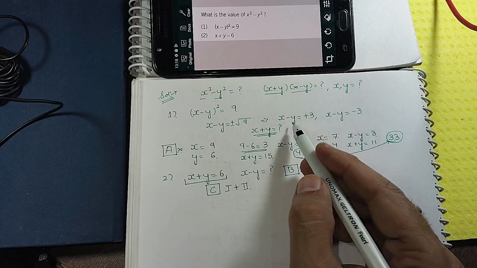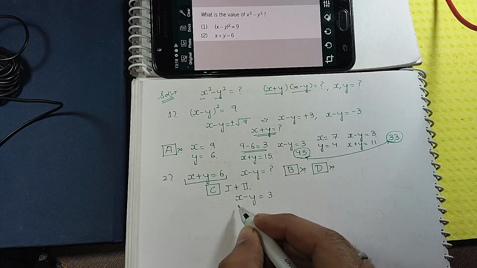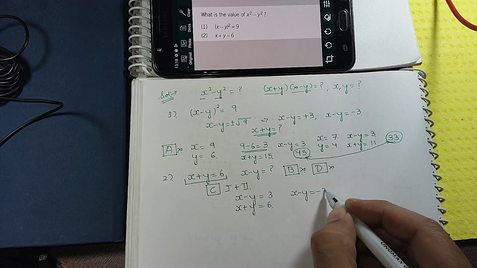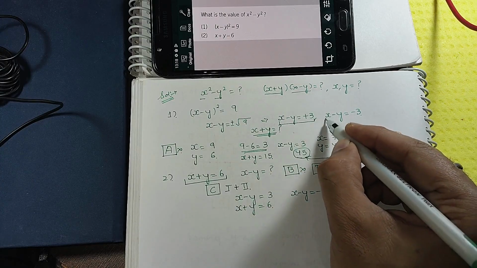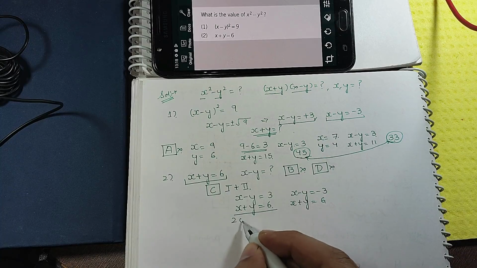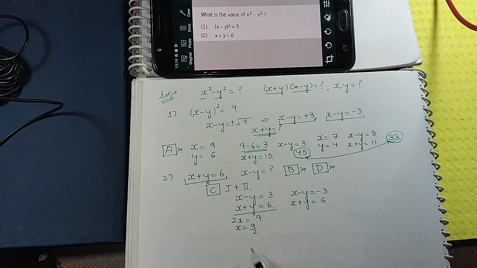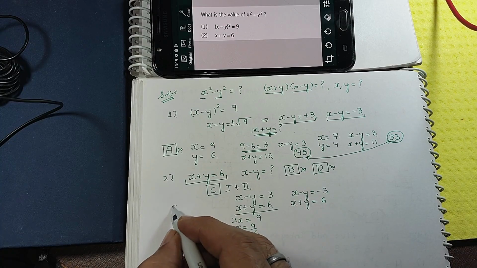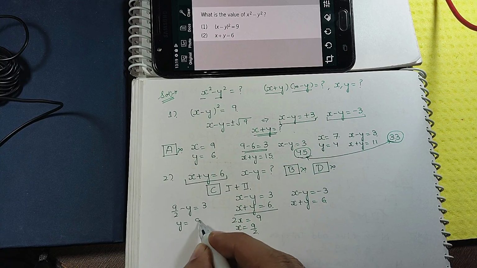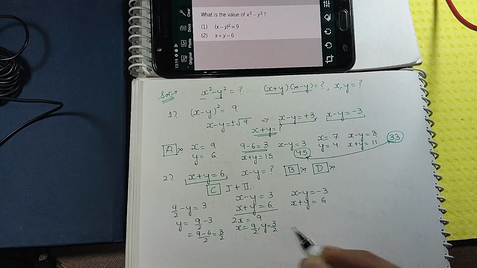Now combining, I get x minus y equal to 3 and x plus y equal to 6. And we also get x minus y equal to minus 3, because we are getting two values for x minus y, and x plus y equal to 6. Now adding this I get 2x is equal to 9 and x is equal to 9 by 2, right? Now if x is equal to 9 by 2, then 9 by 2 minus y is equal to 3, or I can say y is equal to 9 by 2 minus 3, which is equal to (9 minus 6) divided by 2, which is equal to 3 by 2. So y is equal to 3 by 2.